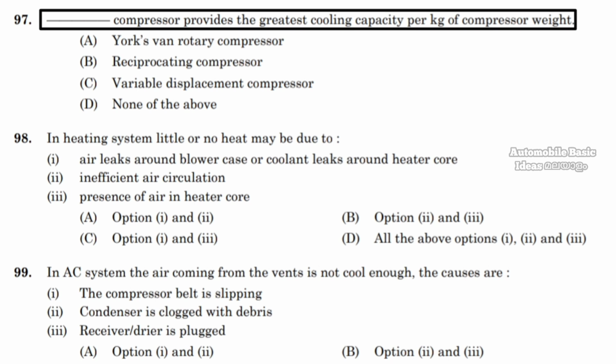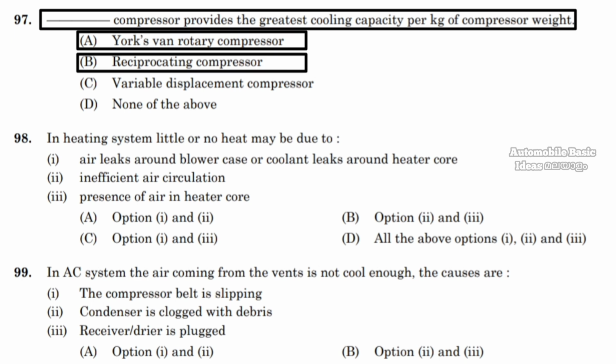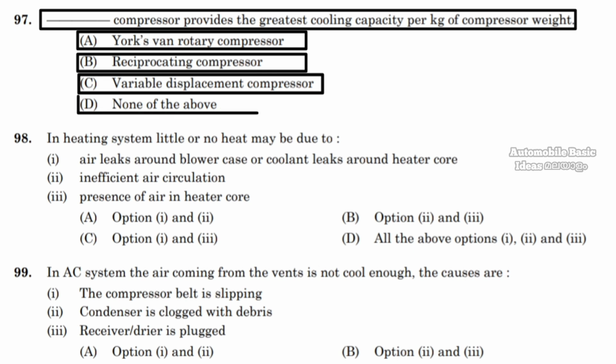97. Which compressor provides the greatest cooling capacity per kg of compressor weight? A. York's vane rotary compressor. B. Reciprocating compressor. C. Variable displacement compressor. D. None of the above. Answer A. York's vane rotary compressor.